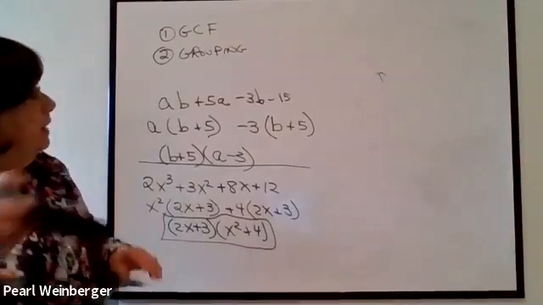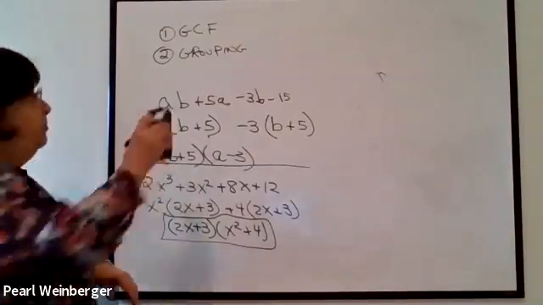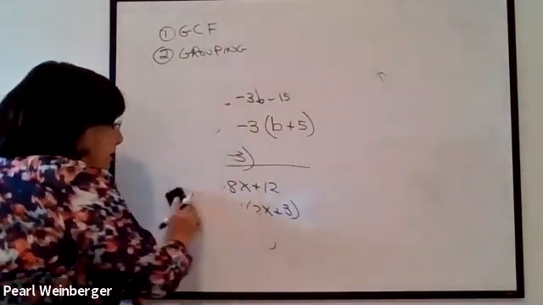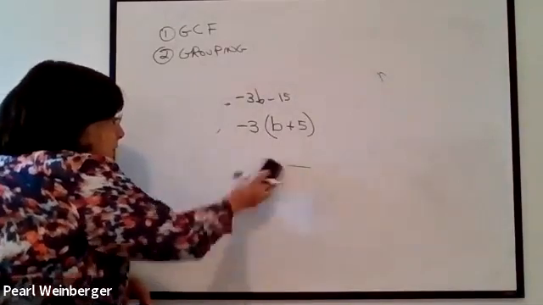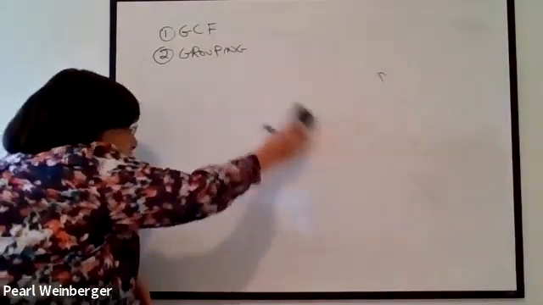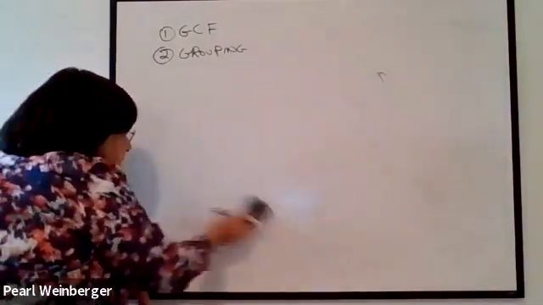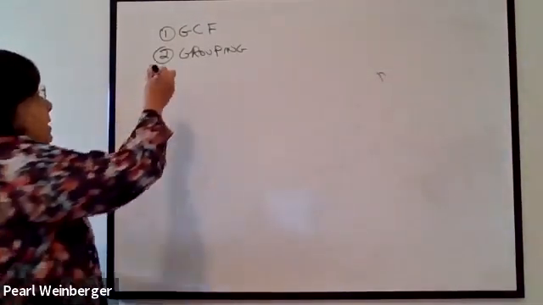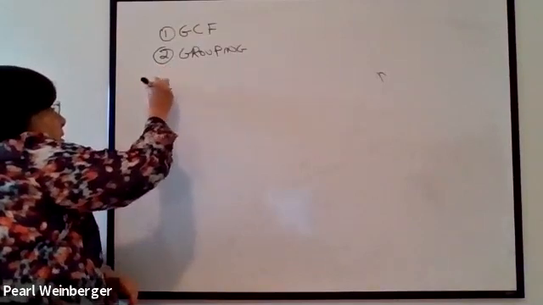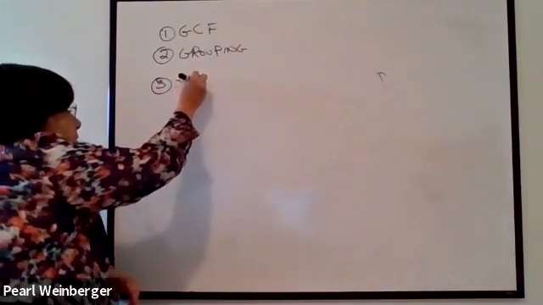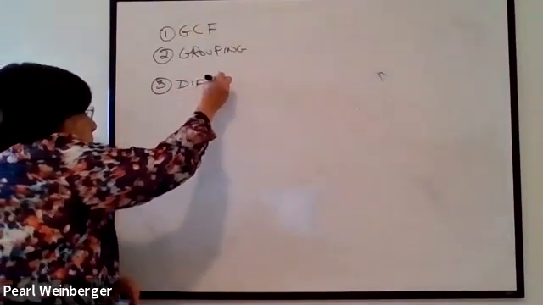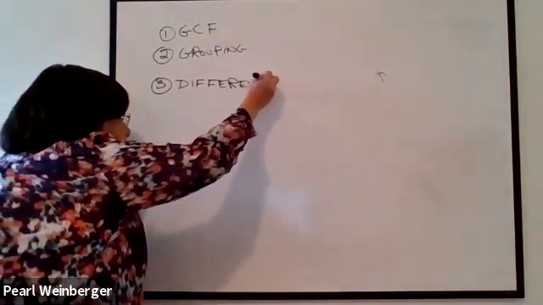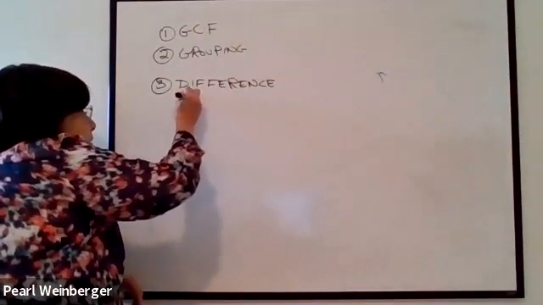Okay, so now let's go to a third type of factoring. And this is something that is just a matter of you look at the pattern. It's a pattern, and we actually talked about it. It's called the difference of squares.